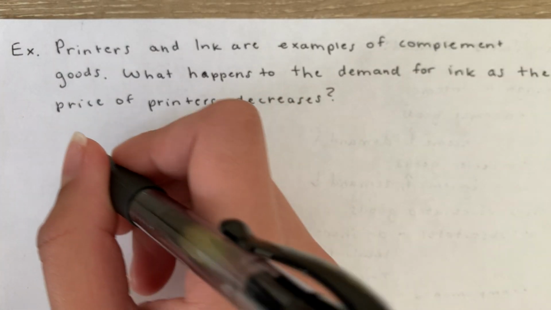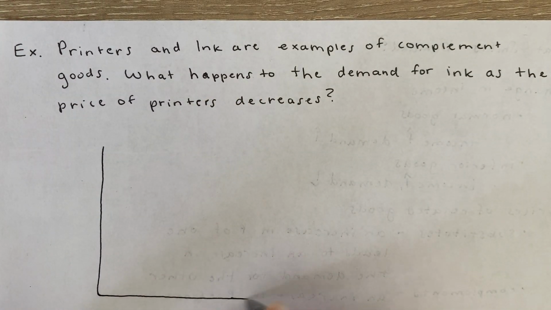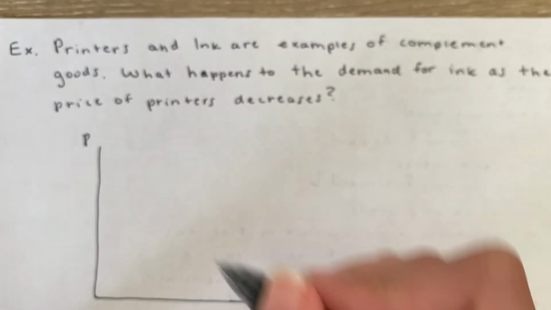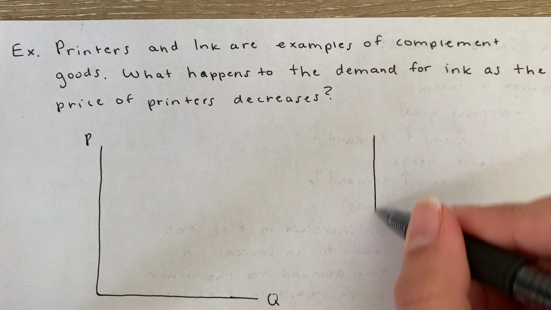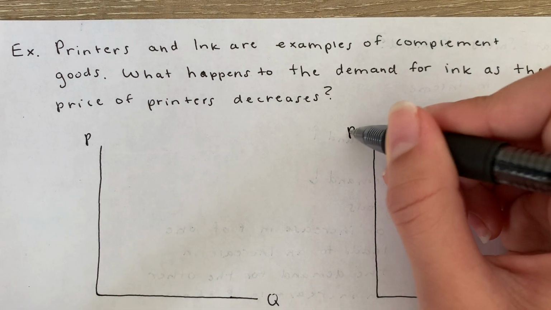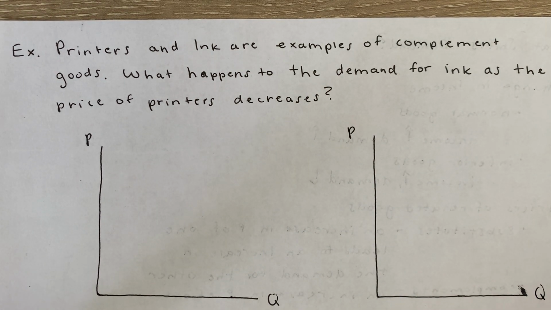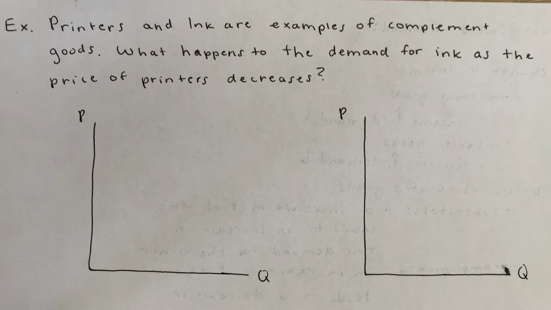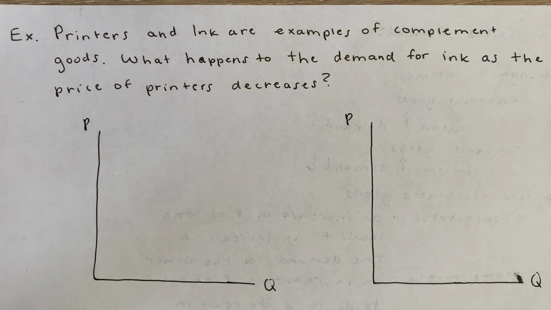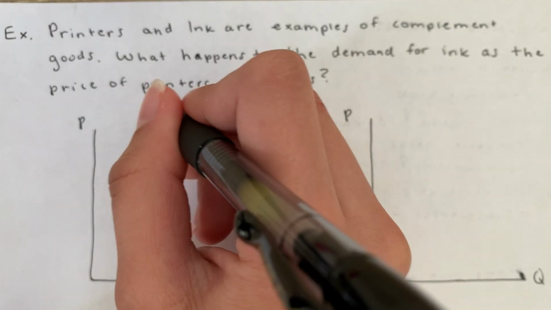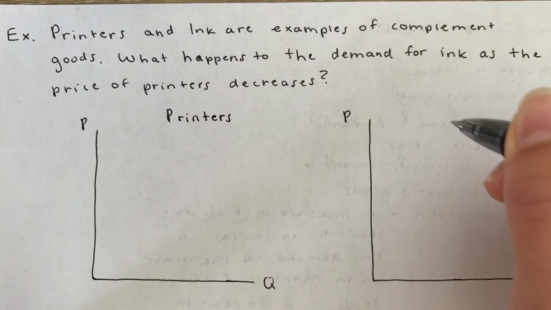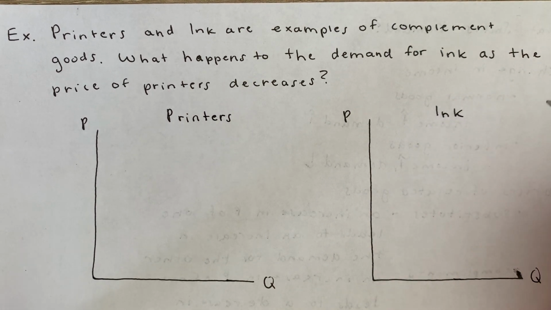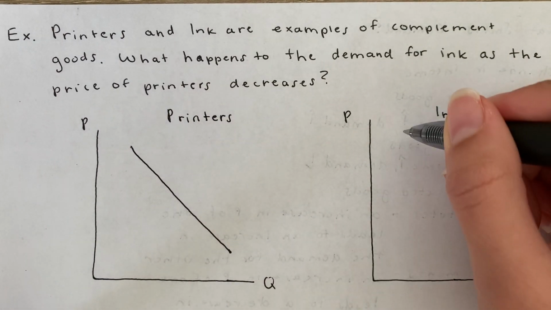Right, so let's draw our graphs one more time. Try to fit it on here. There we go. All right, so we've got printers and ink. So we're going to label here printers. This is going to be ink. Downward sloping demand curve.